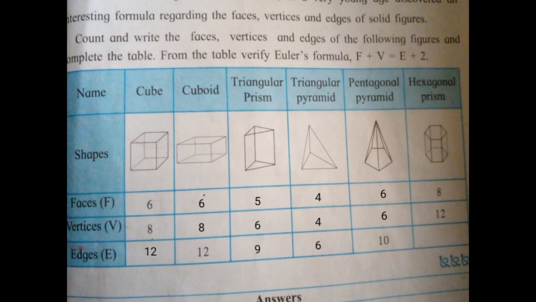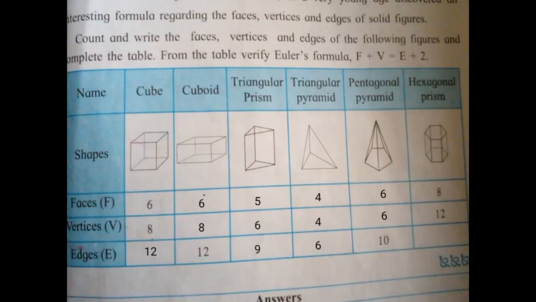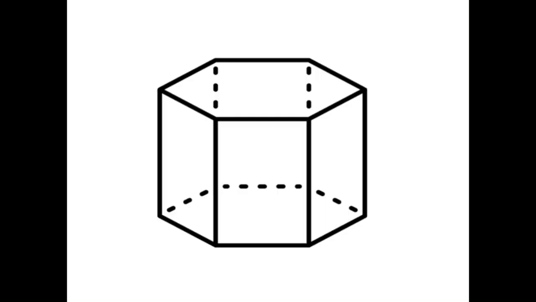Now we'll count edges of pentagonal pyramid. Segment HD, segment DE, segment EF, segment FG, segment GH, segment CD, segment CE, segment CF, segment CG and segment CH. Altogether there are 10 edges of pentagonal pyramid. Last one is hexagonal prism. Count the number of faces, vertices and edges of hexagonal prism. This is the hexagonal prism.